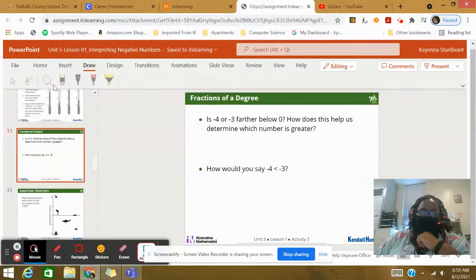So the one thing I would definitely do for this example is to draw a number line.